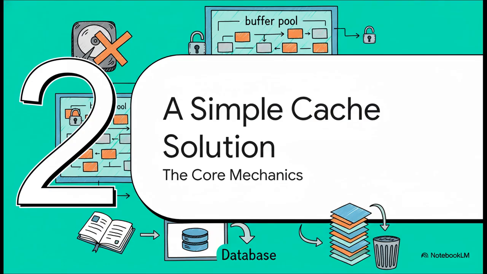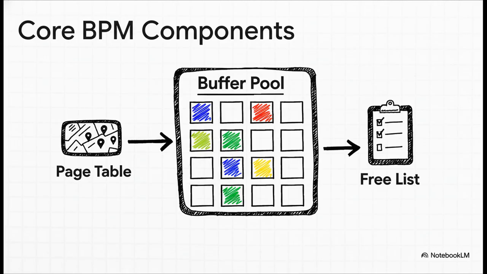All right, so let's do it. Let's design the simplest possible version of this cache. We're going to strip it down to the bare essentials and just see how the whole thing works. Okay, so at its core, the BPM is really just juggling 3 key things. First, you have the frames. This is the actual memory, the raw space. Think of it like an array of parking spots, each one perfectly sized for one page of data.